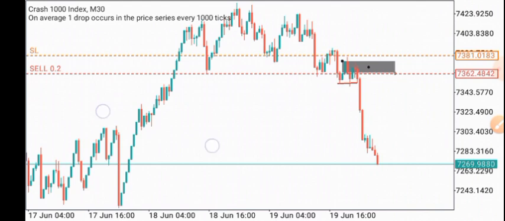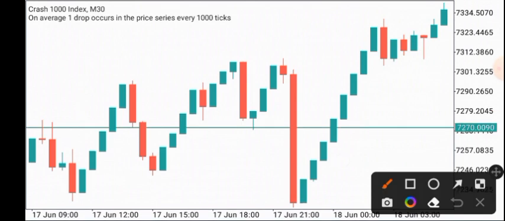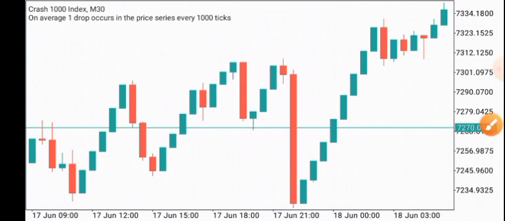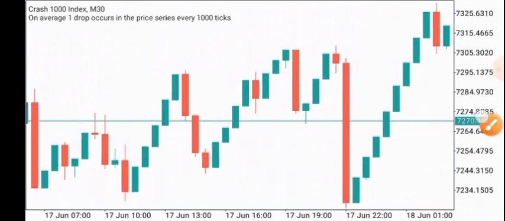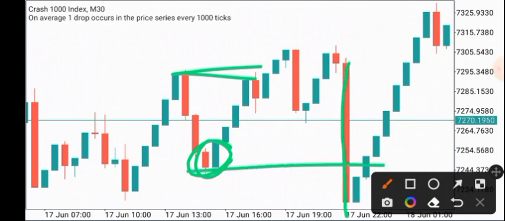Now, for instance, look at this. This was the break of structure. This was another block, but you see, price broke through it with ease and did not even drop. So how do you know the order block that will work? This was another one here, another order block. Another break of structure. This was the last opposite candle, and you can see price just broke through it, and then that's it.